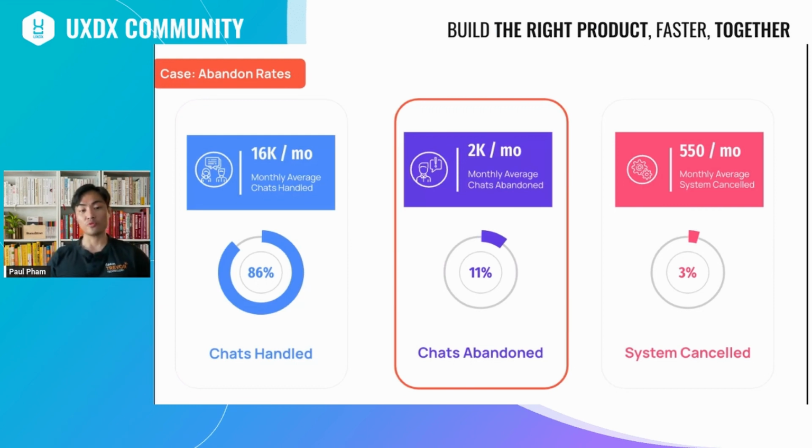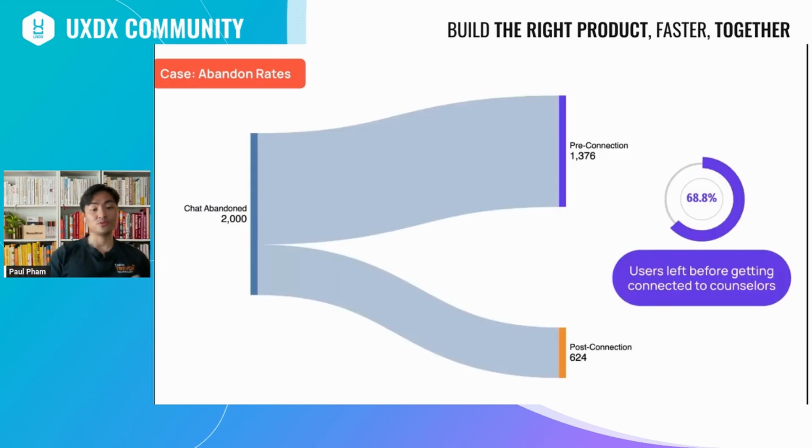So thankfully, when we were creating these metrics, we also worked with our data team as well as our business side to understand and define different data definitions. What are chats abandoned? How do we measure if someone is abandoning their chats early on? What if someone is abandoning after they get connected? By having those conversations with our stakeholders, we were able to define two definitions. The first one is pre-connection, also known as pre-chat, and the second one is post-connection.